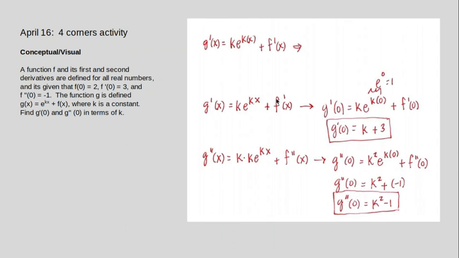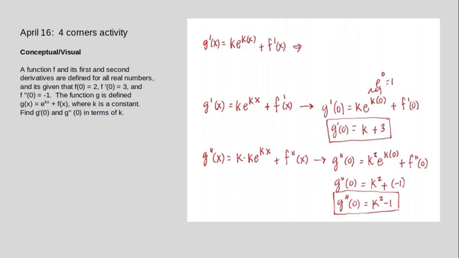Now they told us to find g prime of 0, so I plugged in a 0 everywhere there was an x. Well, f prime of 0 they told us was 3, and then I plugged in a 0 here, which would lead to e to the 0 power, which is equal to 1. So this whole term becomes just k times 1, or k. So that's the expression that's going to give me g prime of 0.